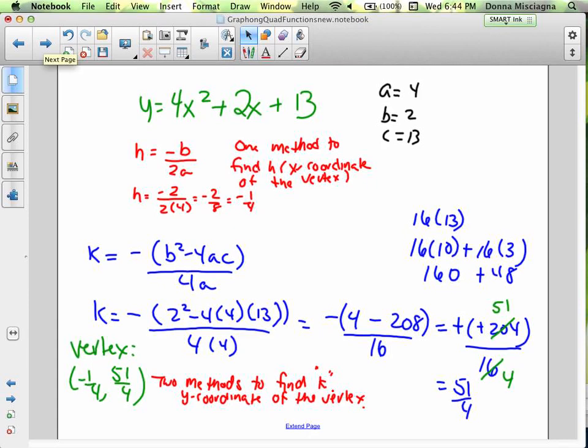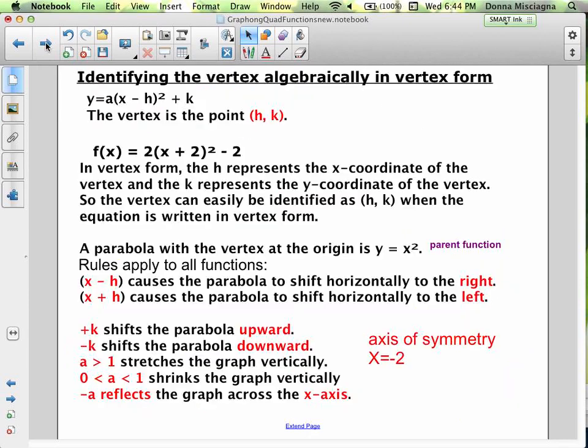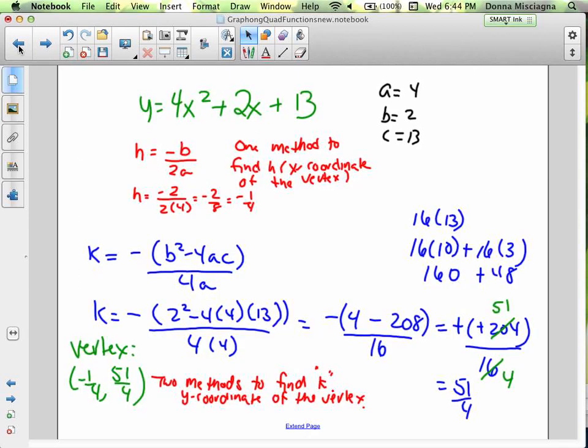So there are two methods to find k, the y-coordinate of the vertex. You pick whichever one you like. Usually I just plug in, unless I have a fraction that I don't really want to plug in. And here, this is one I didn't really want to, and you can just do it this way using the k formula. By the way, standard form was a lot of work to find the vertex. I had to find the x-coordinate and the y-coordinate.